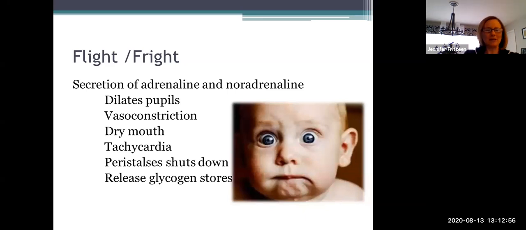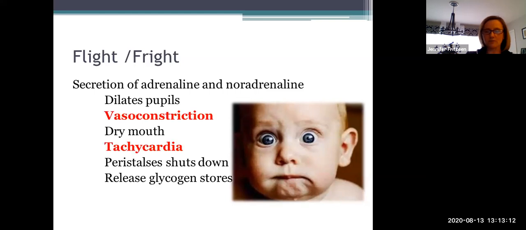Anyway, what's happening is you have a secretion of adrenaline and noradrenaline. So epi is released in your body. Dilated pupils. We have vasoconstriction. Kids get dry mouths, tachycardia. Peristalsis is going to shut down, and our body is going to start releasing glycogen stores.